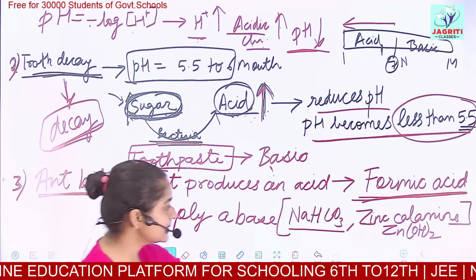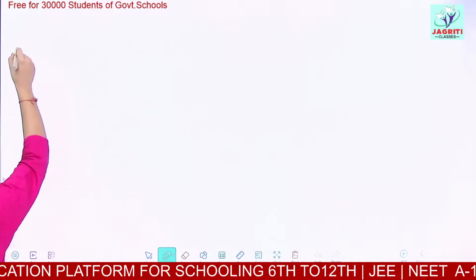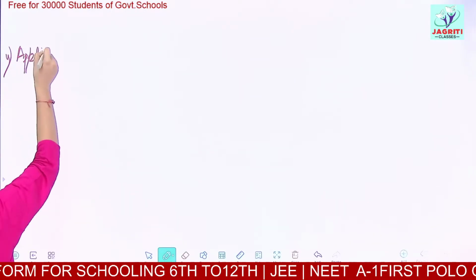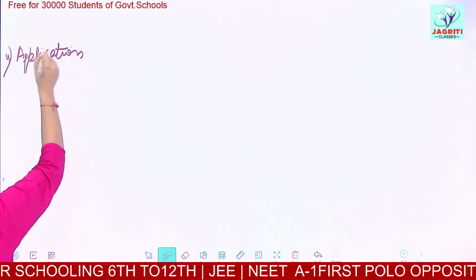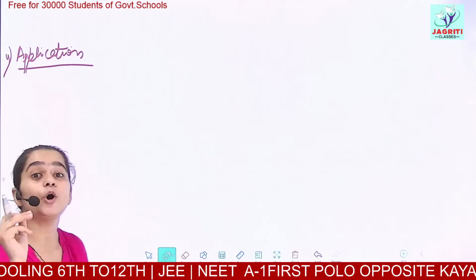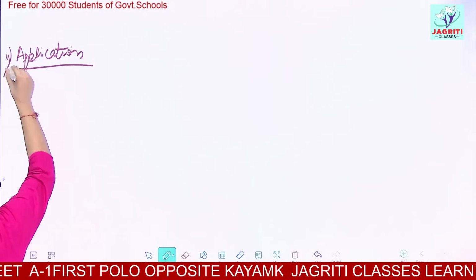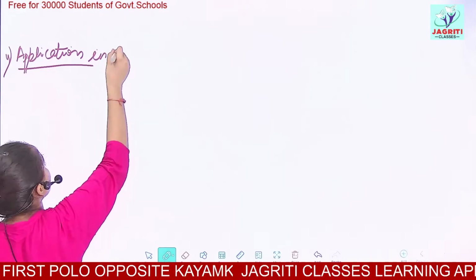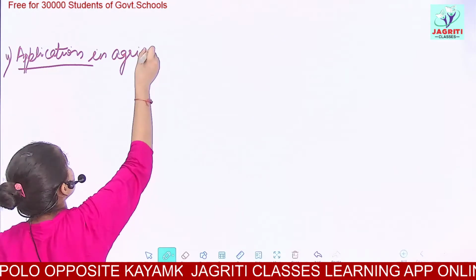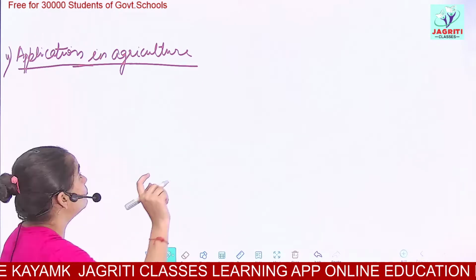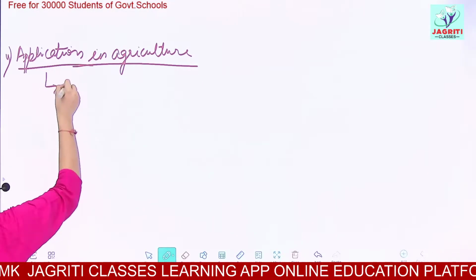Now the next application. The next application is usually in the agriculture. You can also include these points if you are asked, give some importance of neutralization reaction. Then the same which we are discussing, the importance of pH will be included in the neutralization. So the fourth application is application in farming or agriculture. In agriculture, what do we generally require? For the proper growth of plants.